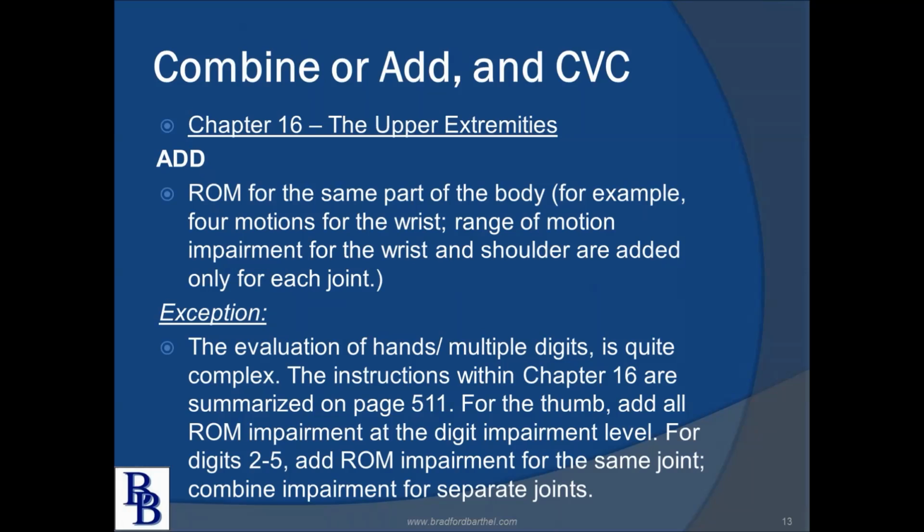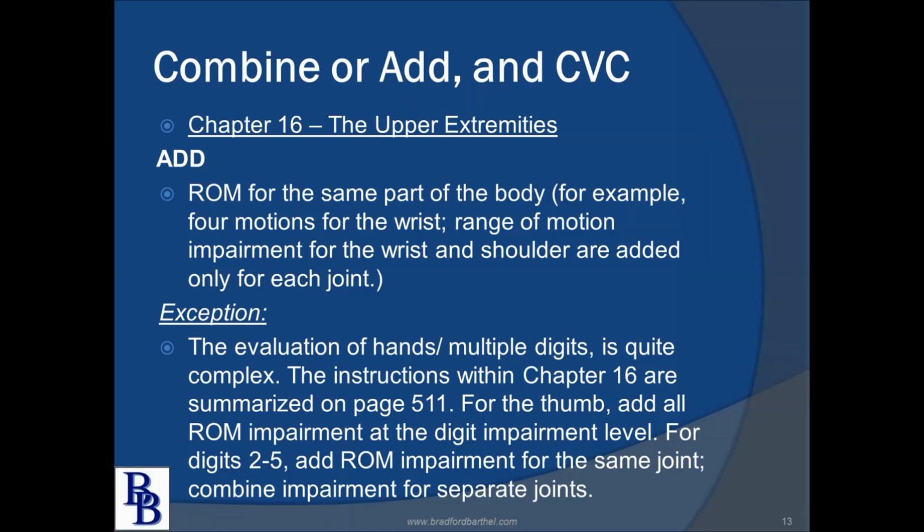For chapter 16, some of the clues in there for when we combine and when we add, as we talked about earlier, range of motion for the same part of the body. For example, there's 4 motions for the wrist. There's 4 for the elbow. There's 6 for the shoulder. If there's impairment in more than one motion, those are added. Again, added just for each individual joint.